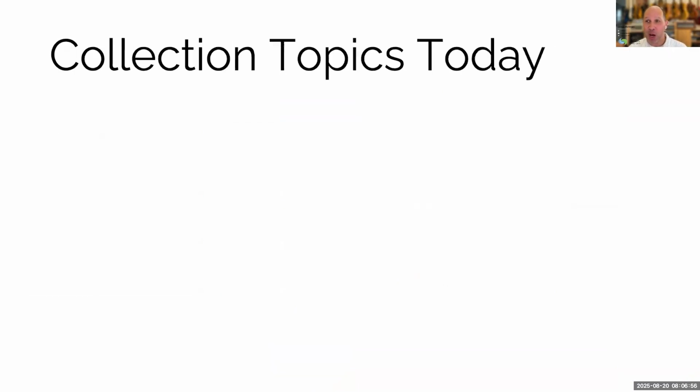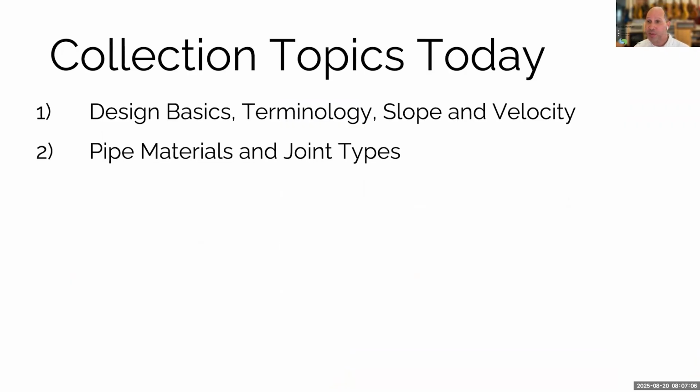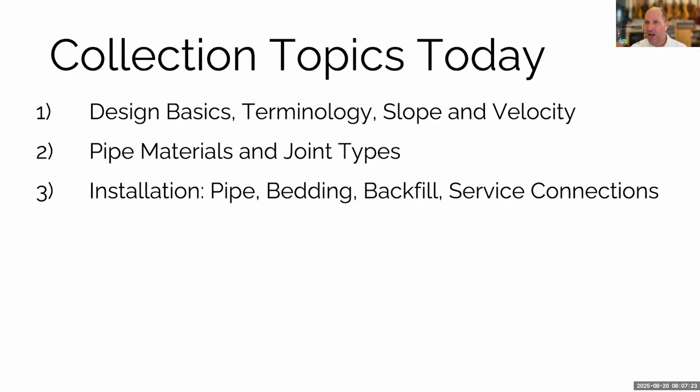So what we're going to talk about today: some design basics and terminology. We'll dig into slope and velocity because those are critical to making gravity systems work. We'll talk about pipe materials and joint types because those kinds of questions often come up on the exam, and often you are asked questions on the exam about types of pipe that you don't have in your local system that you might not be familiar with.